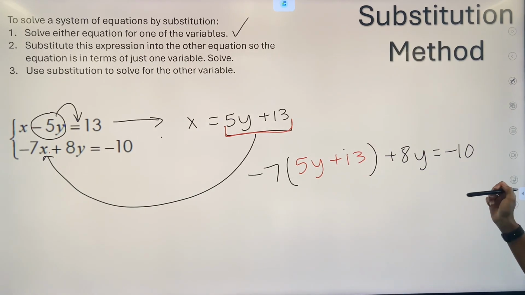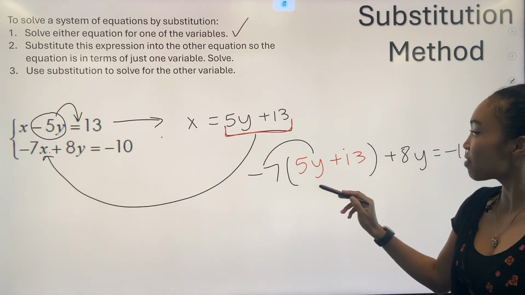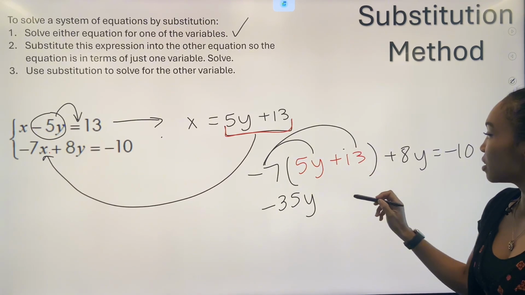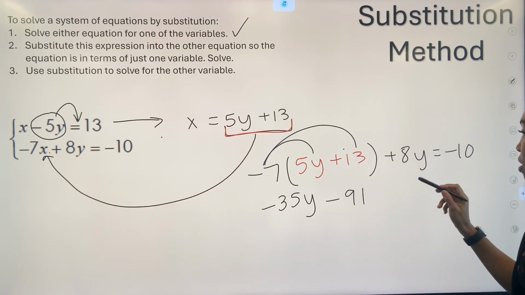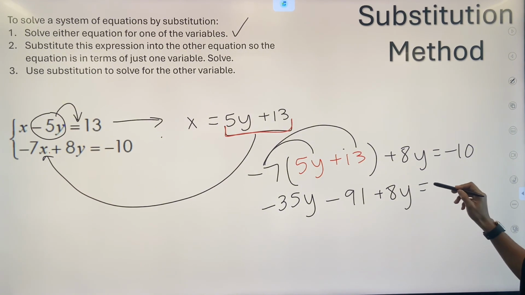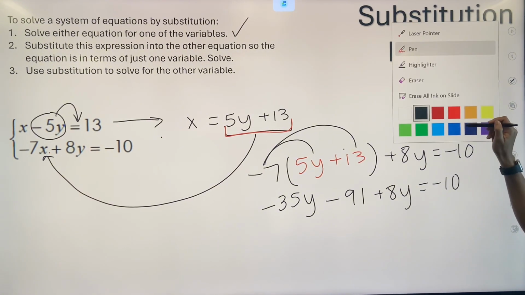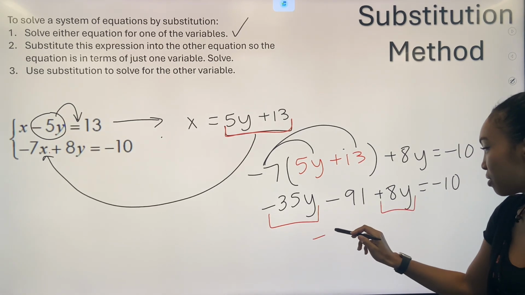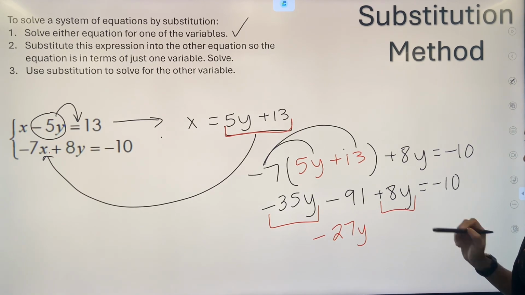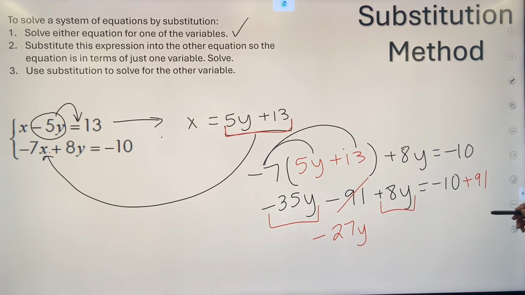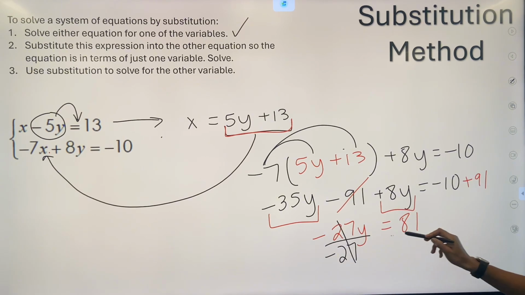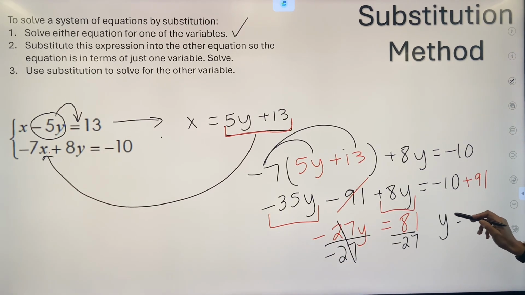Now I can solve for y. So negative 7 times 5, that's negative 35y. Negative 7 times 13, that's negative 91. And then plus 8y equals negative 10. Now I can combine like terms. So negative 35y plus 8y is negative 27y. And then I can add 91 to both sides. Negative 10 plus 91 is 81. Now I'm going to divide both sides by negative 27. So I get y is equal to negative 3.